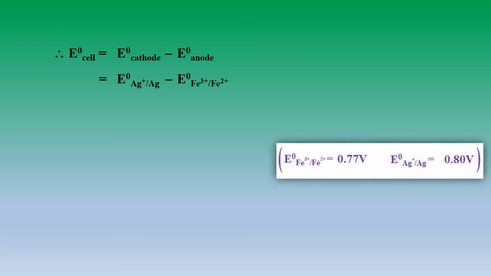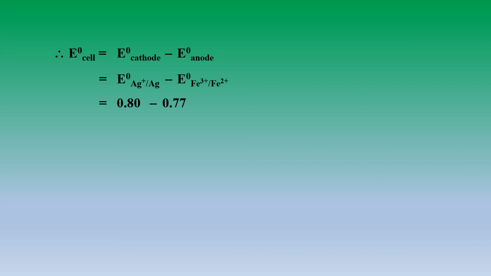Now E° of cell is equal to E° of cathode minus E° of anode, which is equal to E° of Ag minus E° of Fe. We know the value of E° of Fe is 0.77 volt, E° of Ag is 0.80 volt. Substitute these values: 0.80 minus 0.77 will become 0.03 volt.